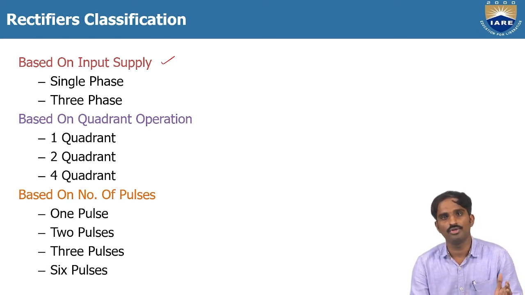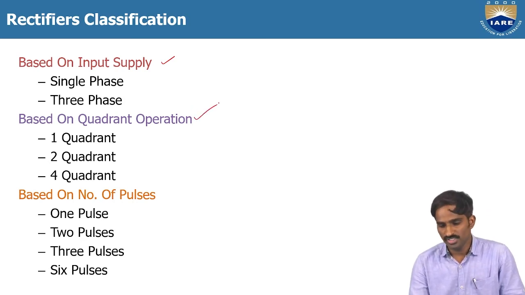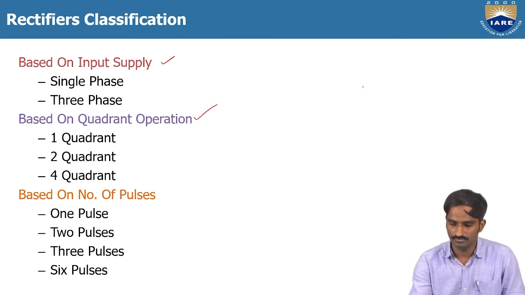That's why I told you those three are the basic classification of the rectifier: uncontrolled, fully controlled, and half controlled or semi-controlled. And the next classification is based on the quadrant operation. So basically, as we know, there are 4 quadrants.